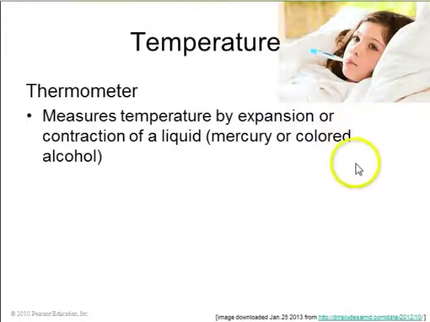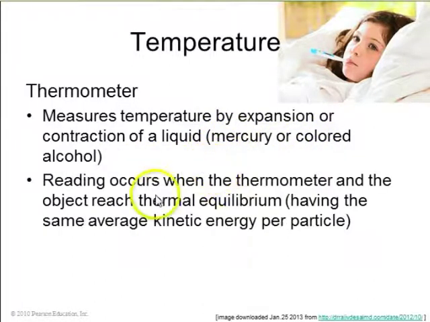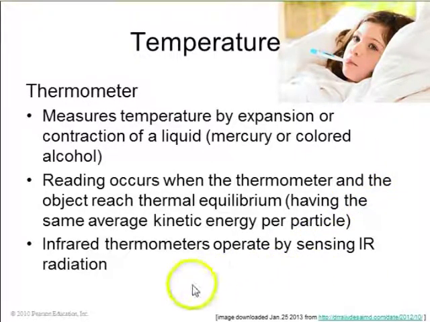So a thermometer measures temperature usually by the expansion or contraction of a liquid. Sometimes there's a mercury thermometer, sometimes a red alcohol. But the reading occurs when the thermometer and whatever you're measuring, the object, come into thermal equilibrium. So they have the same kinetic energy per particle. And an infrared thermometer operates by sensing the infrared radiation from the object.